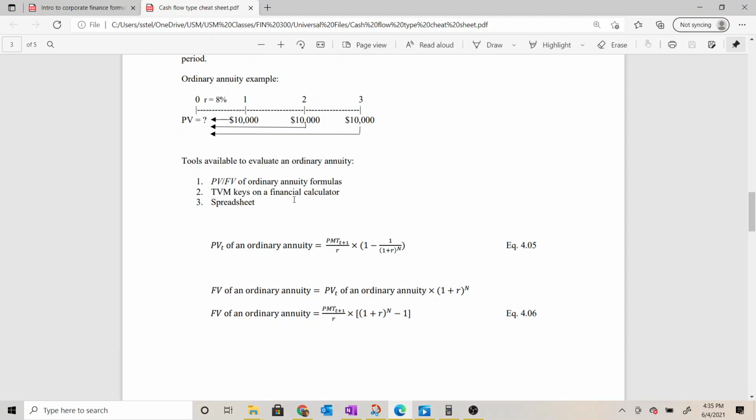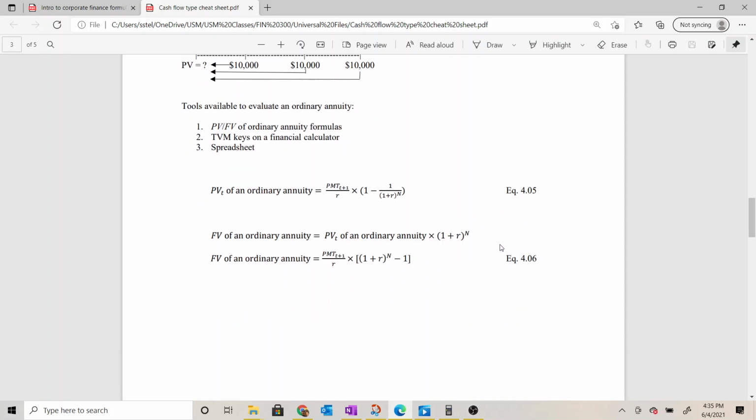And this video, like the others, is going to focus on the formula and financial calculator solution because that's what will be available most likely during an exam. Okay, so for the formulas, we'll start with the formula and then we'll look at the calculator solution. We have two formulas from which to choose. We have the present value of an ordinary annuity and we have the future value of an ordinary annuity.